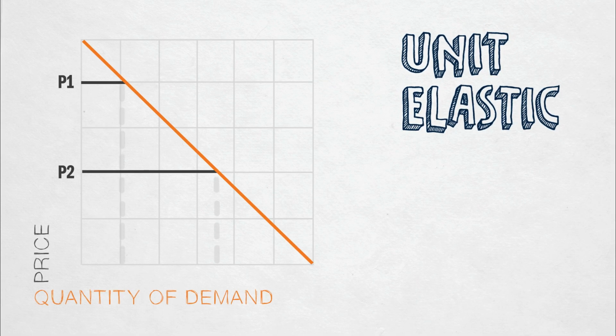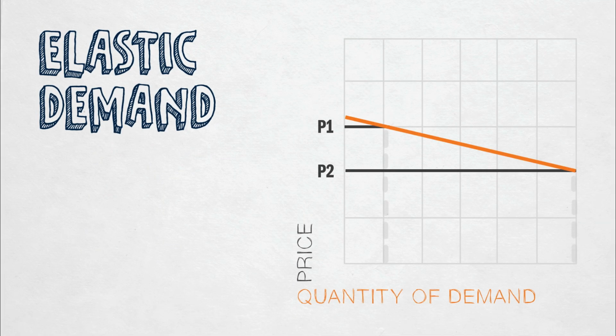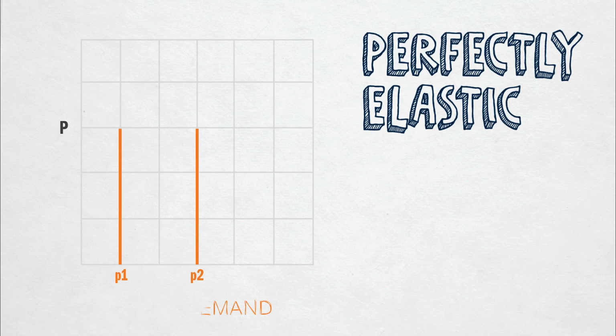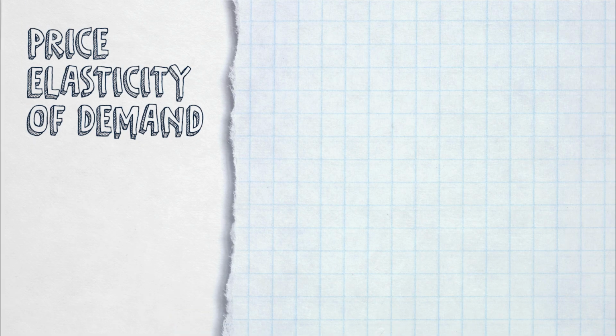Number 3, goods that are unit elastic have a quantity demanded that proportionally changes with changes in price. These are products that have unchanged revenue when they change their prices. Number 4, goods that are elastic have a quantity demanded that is sensitive to changes in price, such as soft drinks and cereal. These are products with many substitutes and consumers tend to gravitate toward the cheapest option. Number 5, goods that are perfectly elastic have a quantity demanded that is entirely dependent on the price of the product.